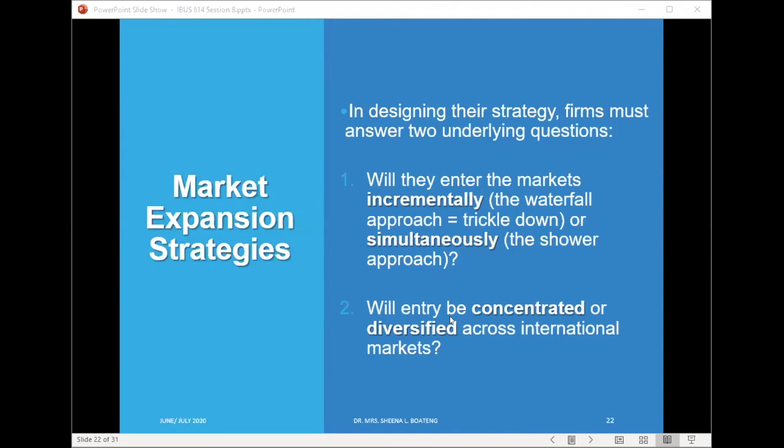And once you decide which approach you are using, whether incremental or simultaneous, you also need to answer the question of whether you want your international marketing efforts to be concentrated among one or just a few markets, or to be diversified across several or diverse international markets.